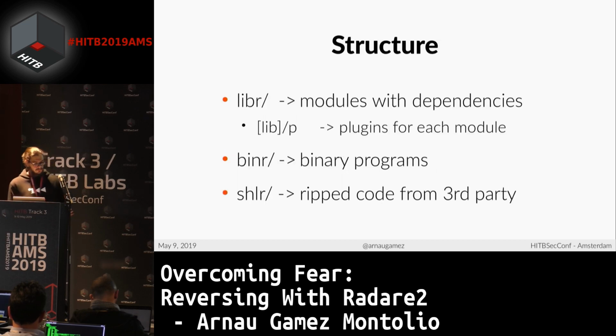And this is the basic structure, the actual structure when you clone the Radare2 repository. This is the libr folder, where you have the modules with dependencies. Then inside each library folder, you have the p folder, where you have the core plugins for each module. Then we have the b and r folders for the binary programs, and shlr, the shared code that is read from third party. This is code that is used to perform some of the things, for example, to mount some partitions. The code being used is from the GRUB bootloader, slightly modified, but that's it.